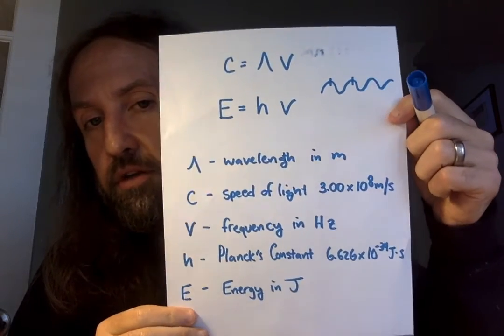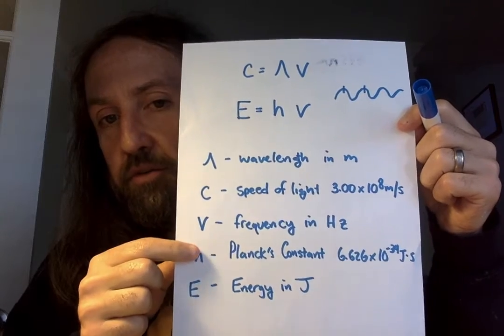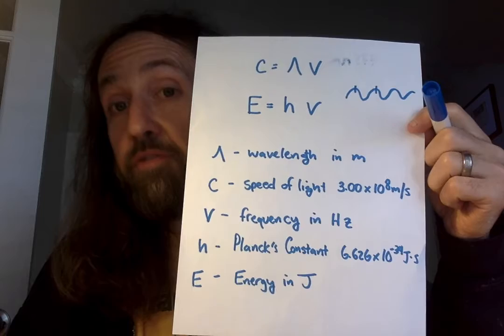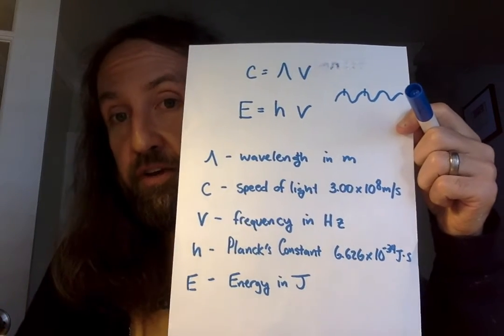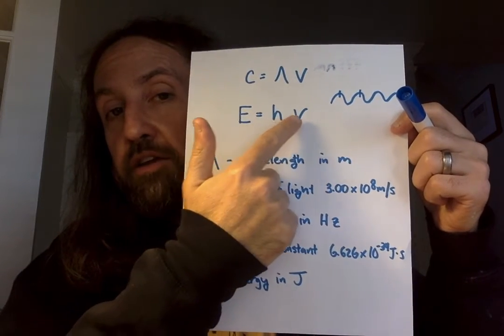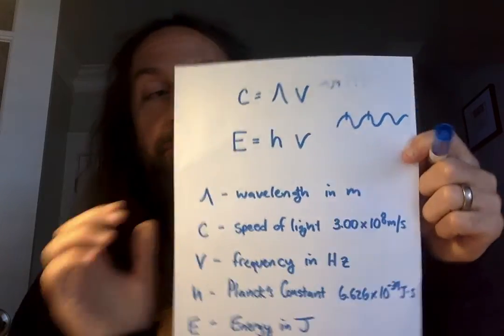So if you want to look at that for a second. The E is just the energy in joules. H is Planck's constant, 6.626 times 10 to the negative 34 joule seconds. And so, since you have your frequency per second, joule seconds times per second gives you joules, and that's your energy in joules.